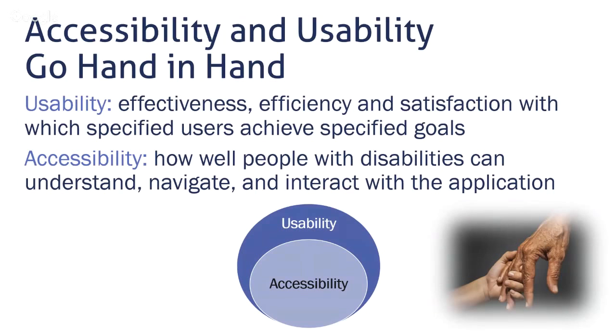So this is why this makes it better for all users, not just people with certain disabilities. Accessibility is really a subset of usability. So usability, I'm defining as effectiveness and efficiency, or basically the satisfaction with which users can do what they're trying to do in your report. Accessibility is how well people with disabilities can do that.